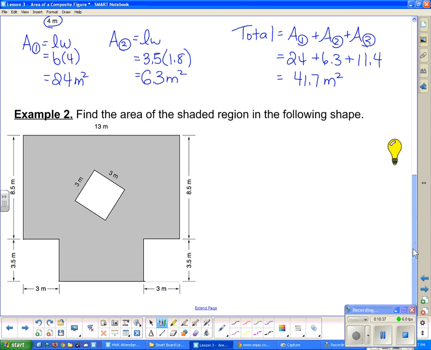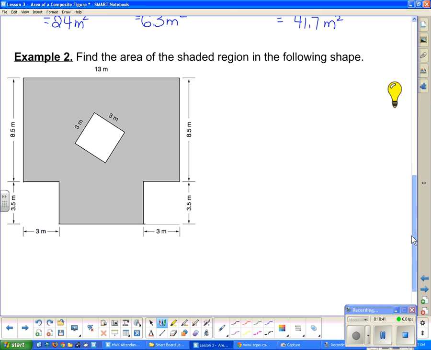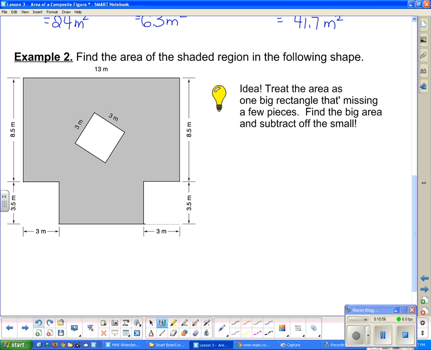Okay, now here's another problem. In this problem, now we have a big shape, and then there's a gap in the middle of it. We've got this kind of square in the middle, and it's asking us to find the area of the shaded region. So here's our bright idea. It says the idea, treat the area as one big rectangle that's missing a few pieces. Find the big area and subtract off the small.